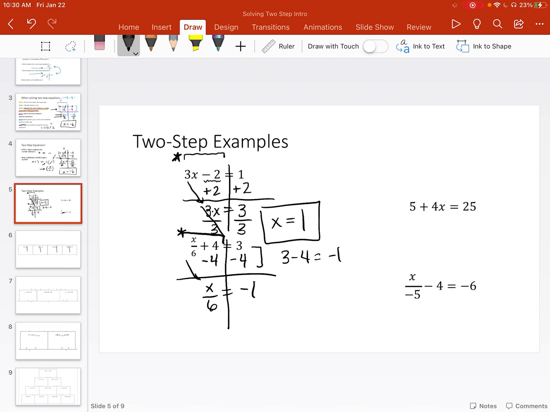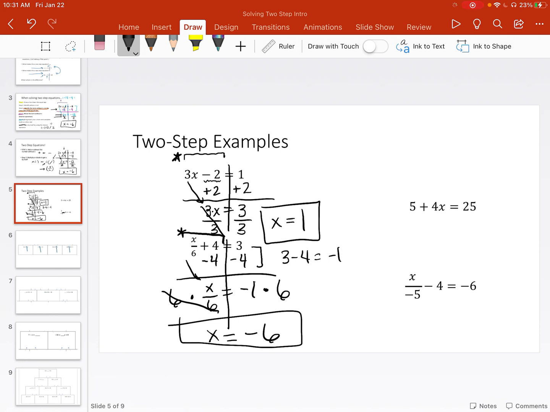In that case, I have a division problem already. The opposite of divide is multiply, so I'm going to put a dot on each side. And again, I want to get x by itself, so I need to multiply what's with x. So I'm going to multiply by 6 on each side. Those will cancel. And I have negative 1 times 6, which should get me a negative 6.